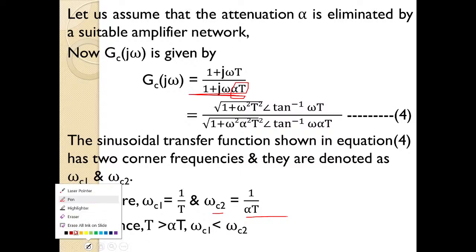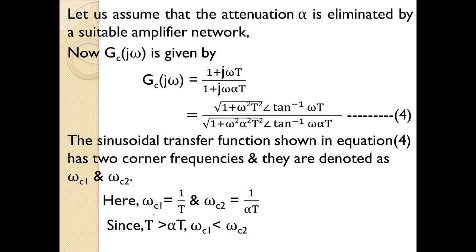So here we have two corner frequencies. One is due to the first order numerator factor, another one is due to the first order denominator factor. 1 by T is one corner frequency, 1 by alpha T is our second corner frequency. Here T is greater than alpha T, and omega C1 is less than omega C2.